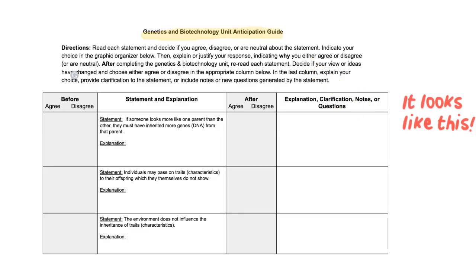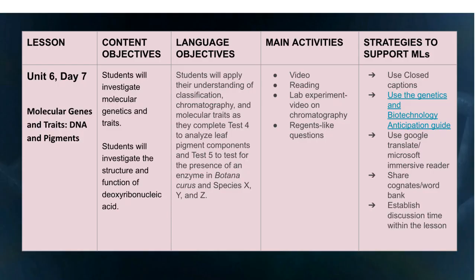This anticipation guide is to be used at the beginning of the unit. Today is a perfect day to use this guide, and then to be used again at the end of the unit so students can see by themselves how much they have learned throughout the unit. For the anticipation guide, our students are asked to agree or disagree with a statement and to explain why. At the end of the unit, students will come back to the same guide and revise their answers. Other ways of supporting multilingual learners are to use Google Translate, Microsoft Immersive Reader, share cognates and a word bank, and establish discussion time within the lesson.